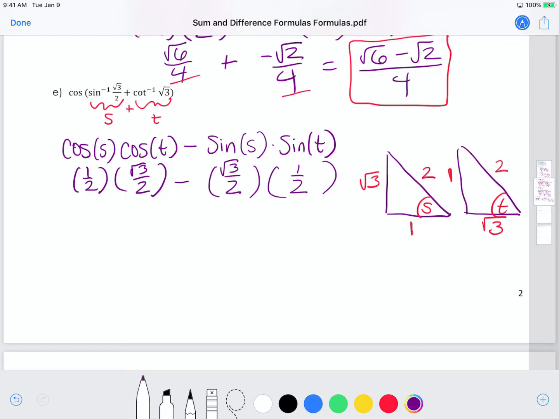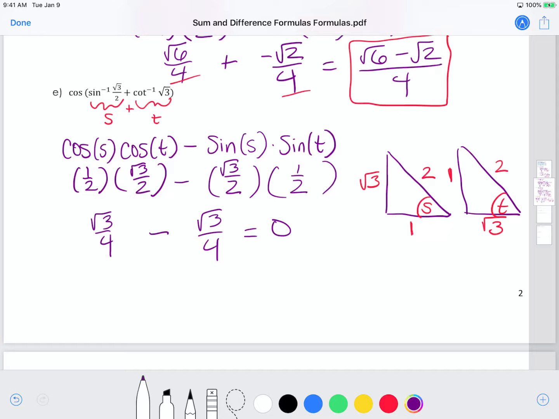And now I'm going to multiply through. So I have 1/2 times the square root of 3 over 2. That gives me the square root of 3 over 4 minus, and then I'm going to get the same thing here, the square root of 3 over 4. So in this case, the cosine of those two angles added together is just 0.